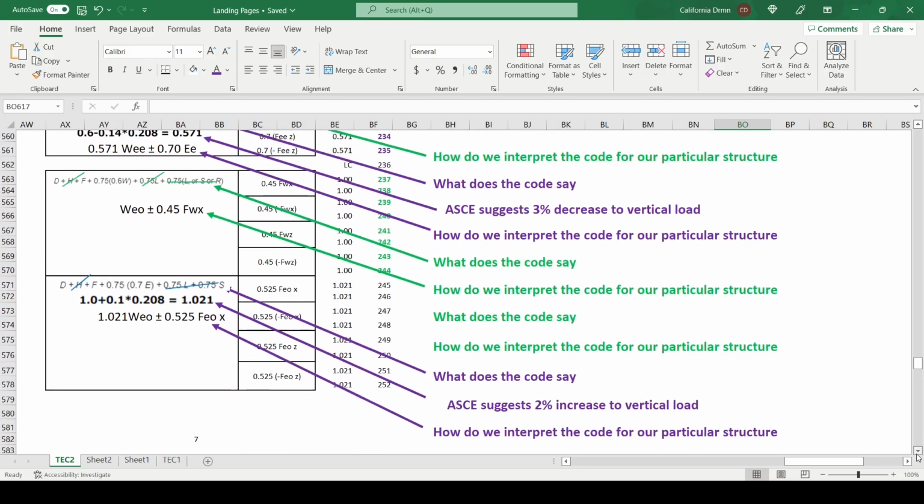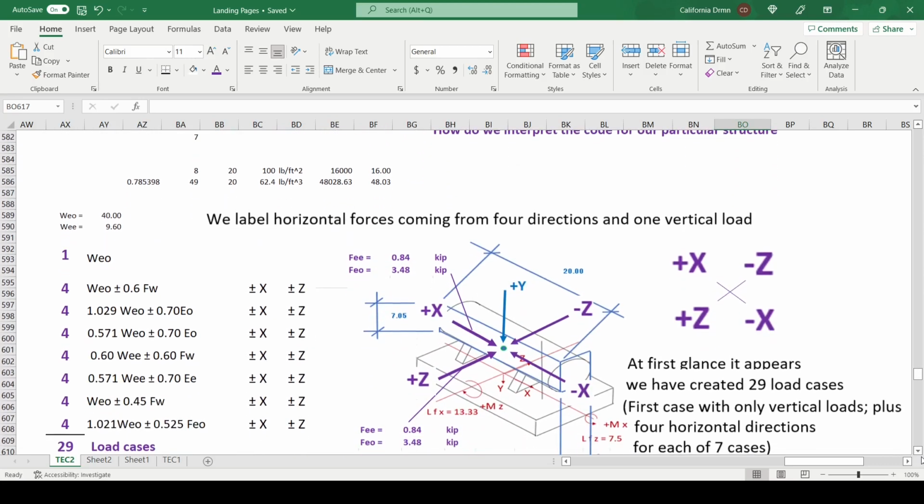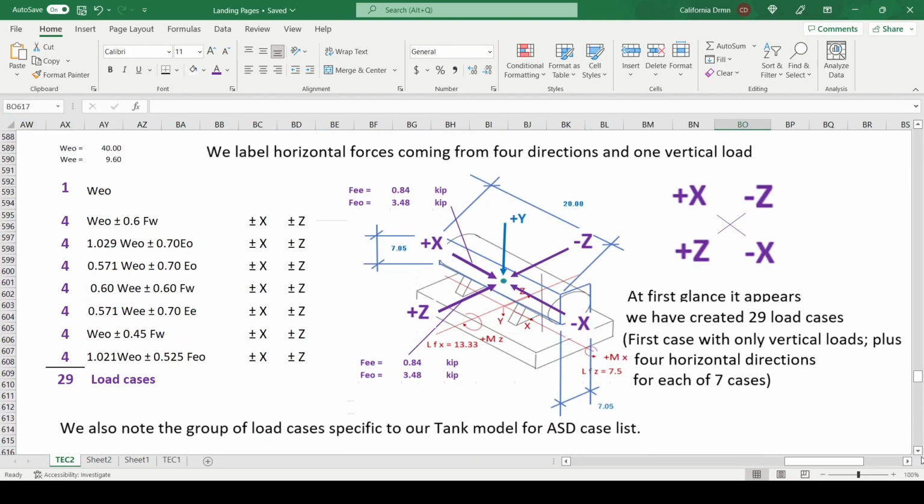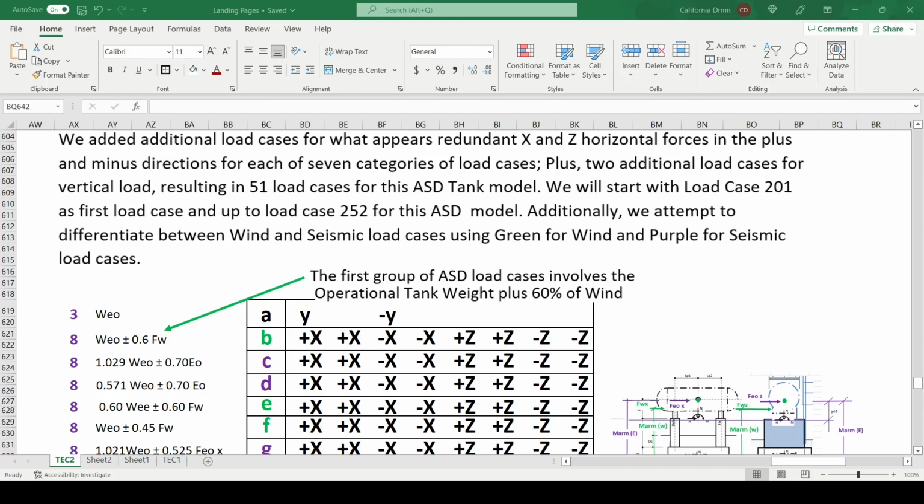We label horizontal forces coming from four directions and one vertical load. We also note the group of load cases specific to our tank model for ASD case list. At first glance it appears we have created 29 load cases, first case with only vertical loads, plus 4 horizontal directions for each of 7 cases. We added additional load cases, for what appears to be redundant, X and Z horizontal forces, in the plus and minus directions, for each of 7 categories of load cases, plus 2 additional load cases for vertical load, resulting in 51 load cases for this ASD tank model.